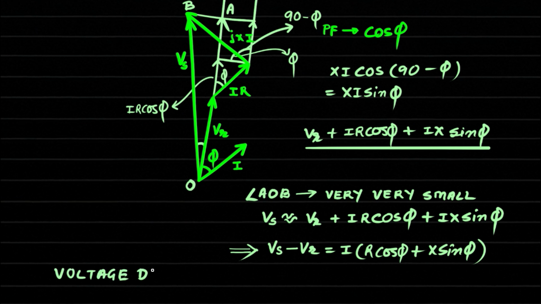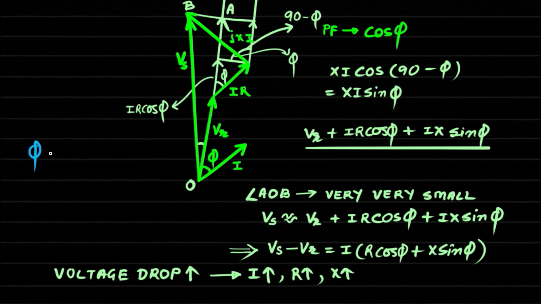Obviously, this line voltage drop increases when the current I increases. The voltage drop also increases if R increases. The voltage drop also increases if X increases. So we have seen that the voltage drop in a transmission line increases when the load current, the resistance of the line, and the reactance all increase.